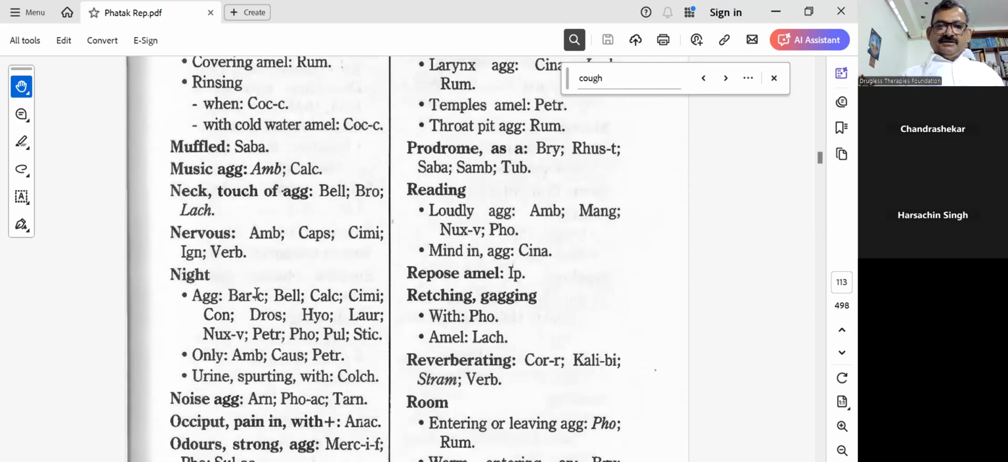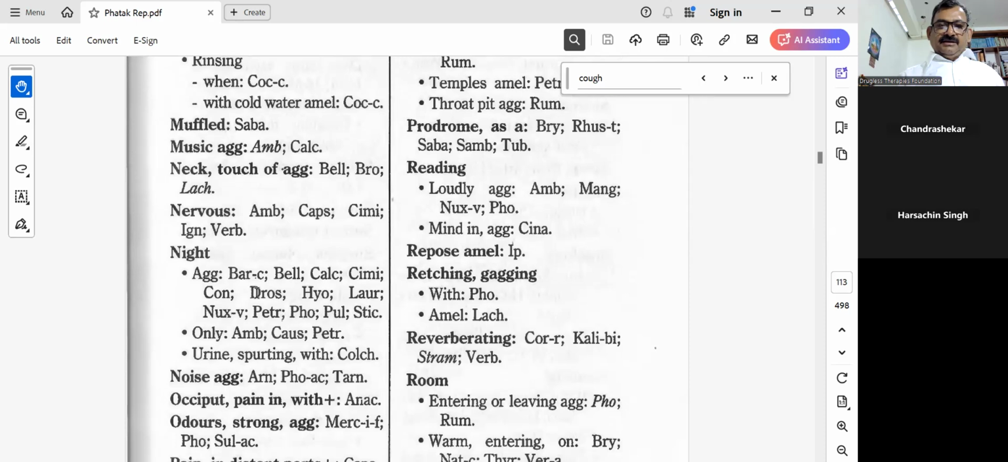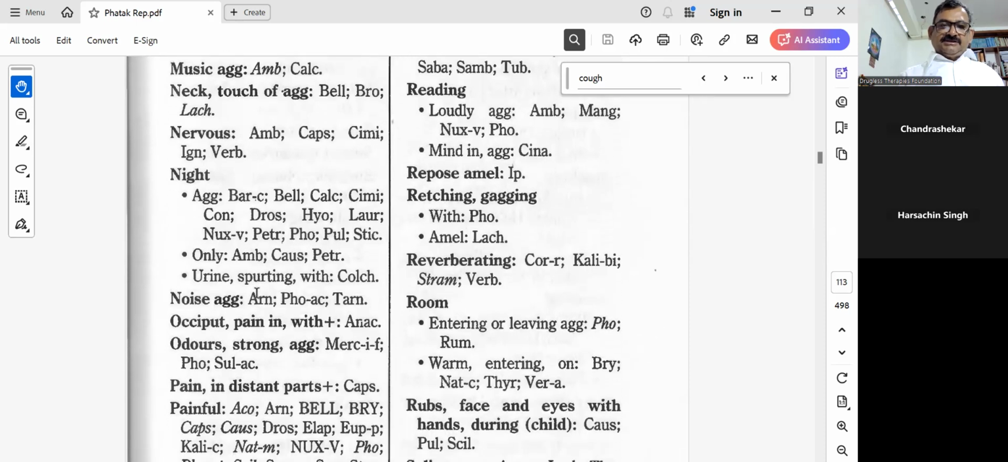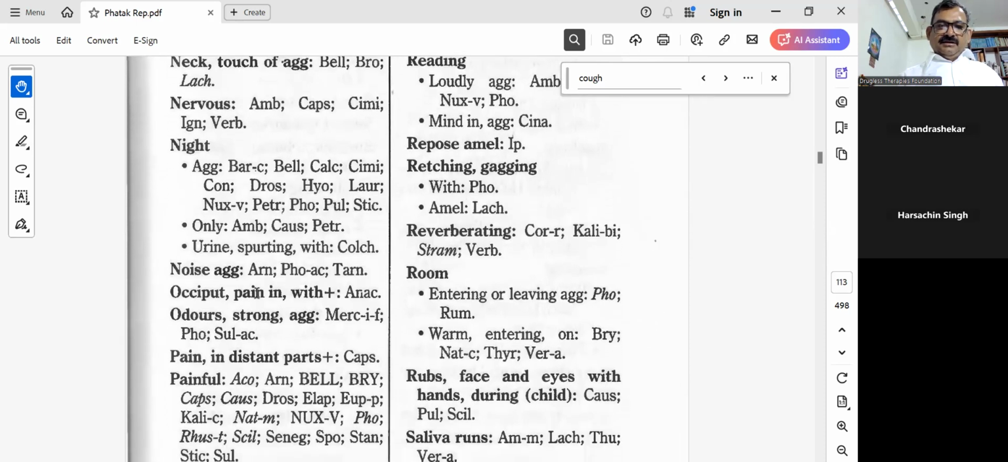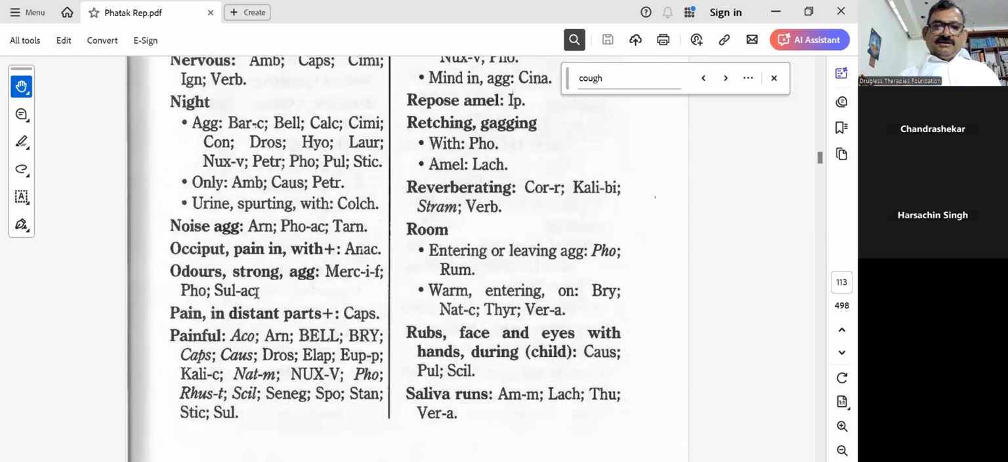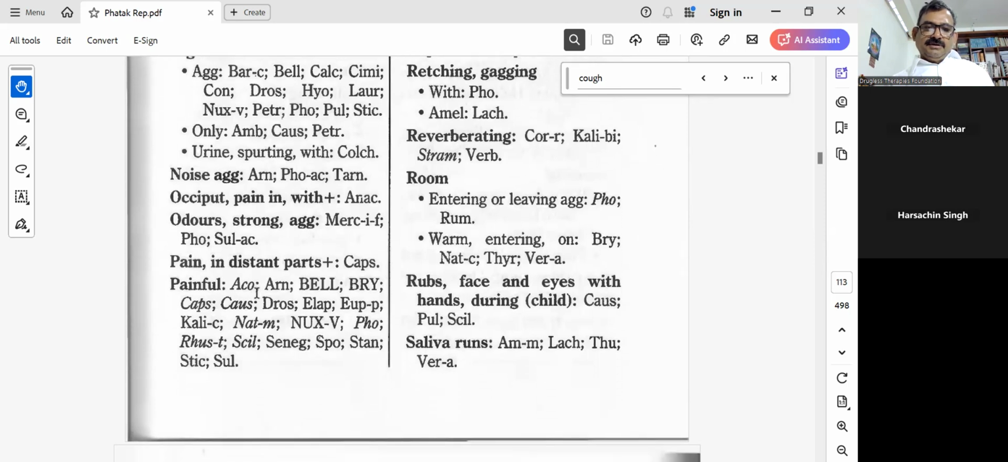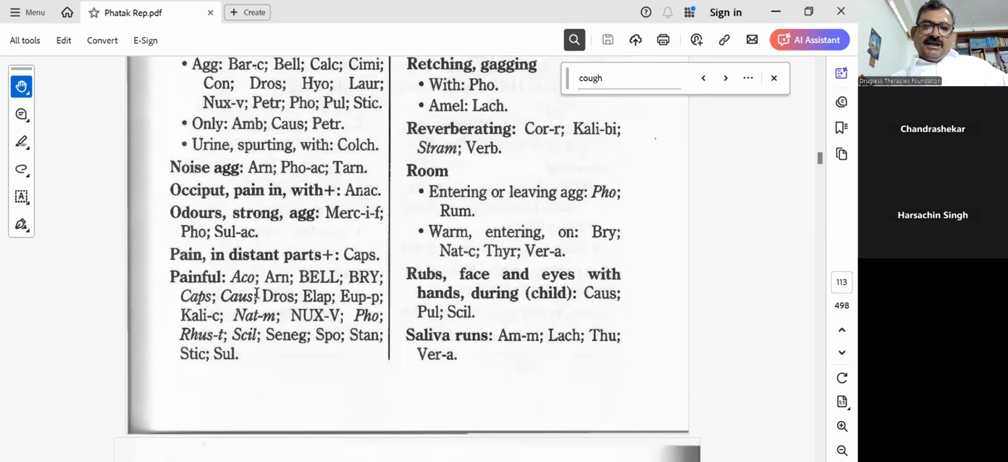Loudly reading aggravation. So these are the remedies. Response: amelioration, retching, gagging, reverberating, room, entering and leaving during, which means change of weather, change of temperature.